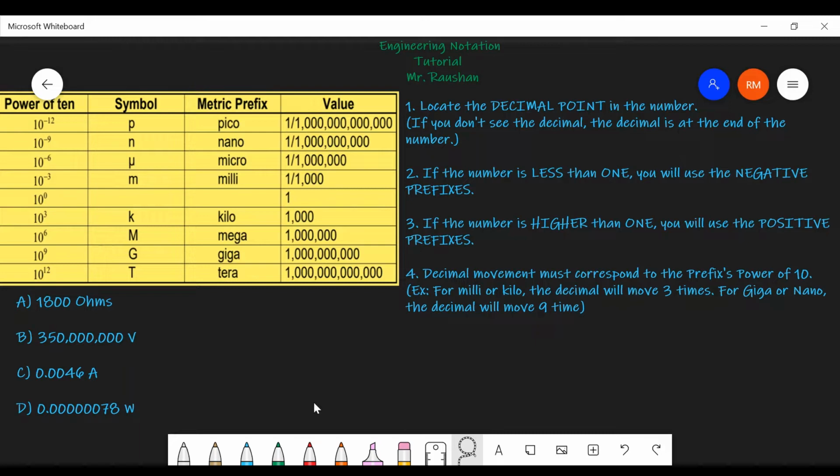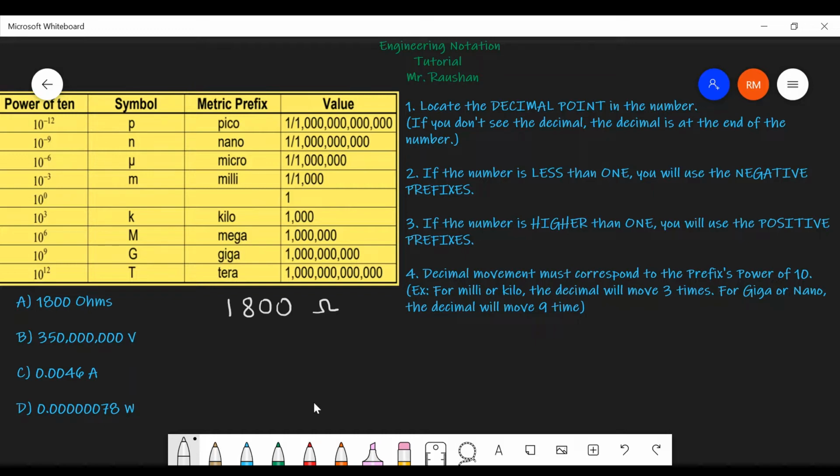All right, so let's take 1800. Where is the decimal in the number 1800? Let's examine this a little bit. The first thing you have to do is locate the decimal point. I have 1800 ohms. So where's the decimal point in 1800? Look closely. Can you see the decimal point?